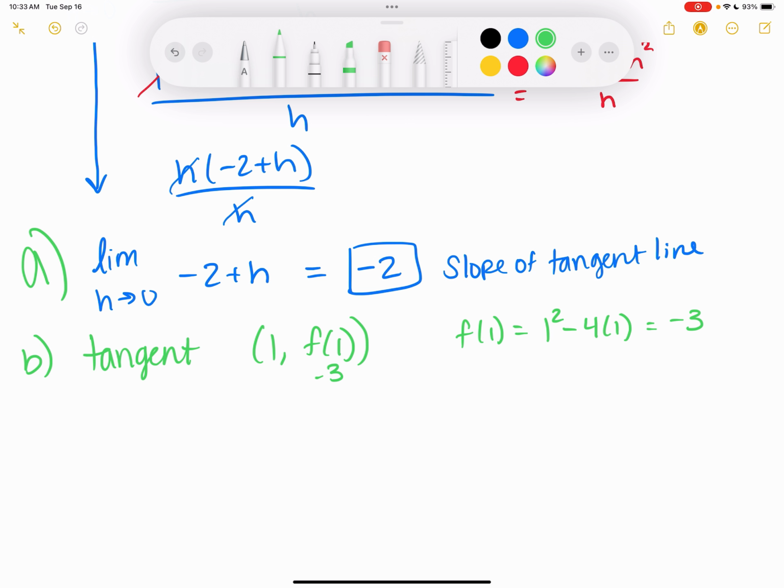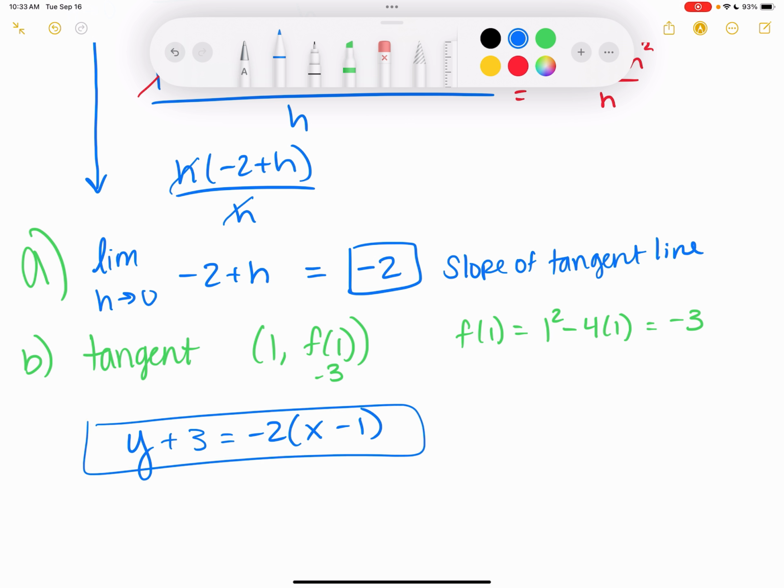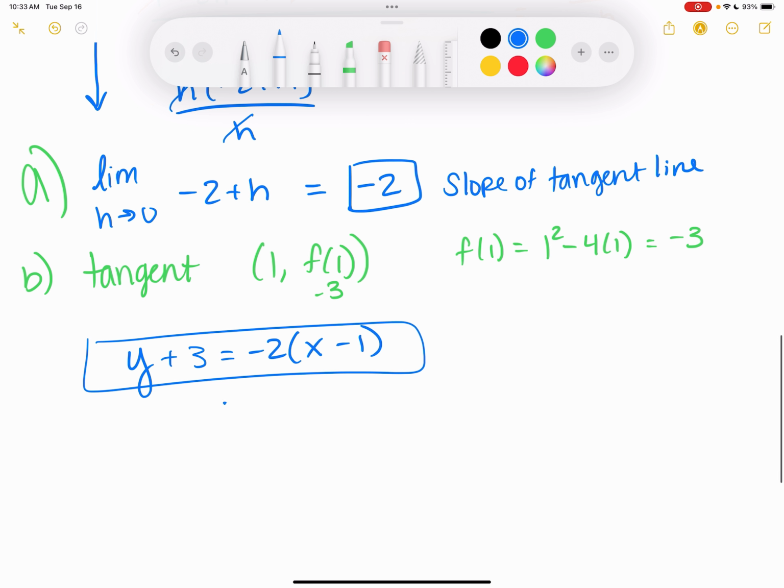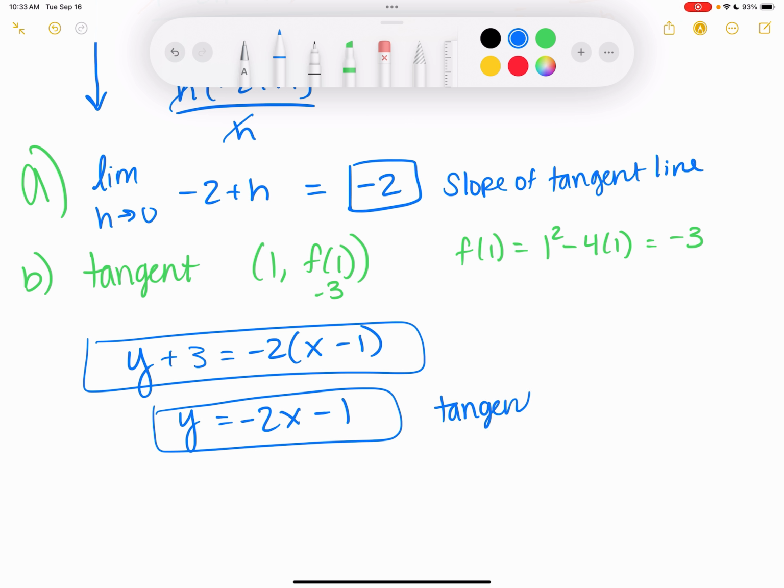And so that would be y plus 3 is equal to negative 2 times x minus 1. It's okay to leave it here. You can leave it here, or you can take it on down and get y equals negative 2x plus 2 minus 3, so minus 1. So either of these would be the tangent line. Obviously, if you need to graph it, it's going to be easier if it's in y equals mx plus b.